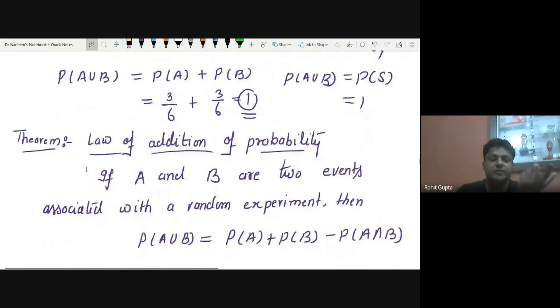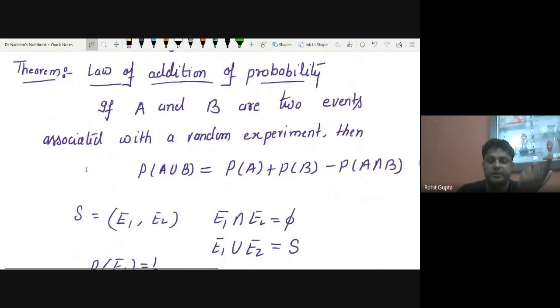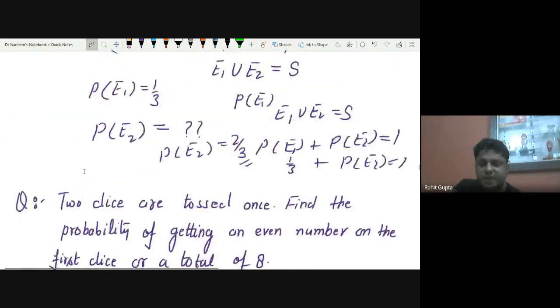So here we are going to deal with the law of addition of probability. If A and B are two events associated with a random experiment, then the probability of A union B is the probability of A plus the probability of B minus the probability of the intersection. It means A and B here are two events. It doesn't mean that these are mutually exclusive. They may have some common outcomes too. So this is the formula for the probability of A union B.